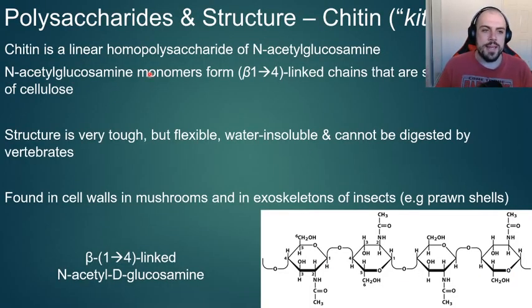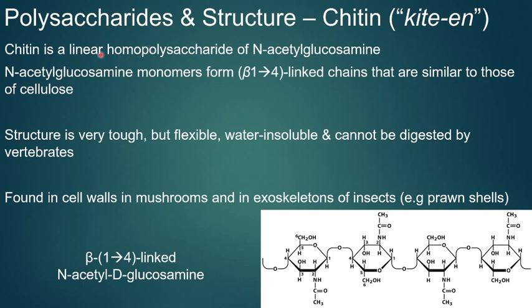Okay, the next one is chitin. Now, chitin is a linear homopolysaccharide of N-acetylglucosamine. So this is one of our variants here of glucose. And what we see here is it is still a beta 1-4 linkage. It is very, very similar to cellulose.